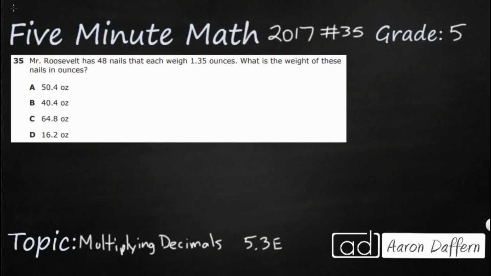Today we are looking at the 5th grade concept of multiplying decimals. This is standard 5.3E in the great state of Texas, and we are using item number 35 off the 2017 released STAAR test. If you have not done so already, please go ahead and take a moment to pause the video, work this problem out on your own, unpause it, and then we will look at our answers together.